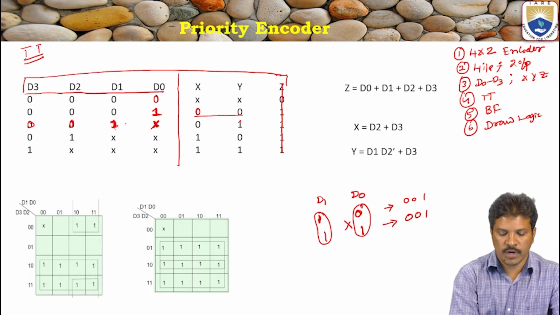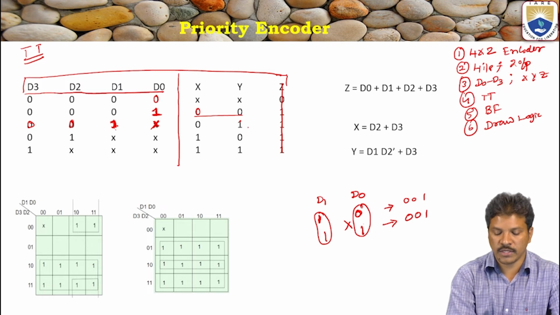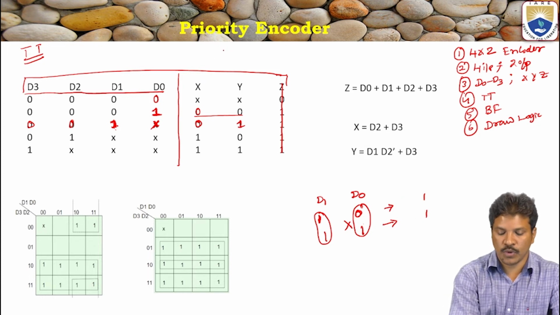Here, D1 is active, giving priority to 1, 0, 1. We will get 0, 1 irrespective of the lower inputs. It is a 2-bit output, so 2 outputs and 4 inputs.